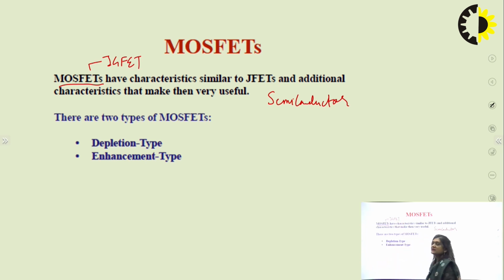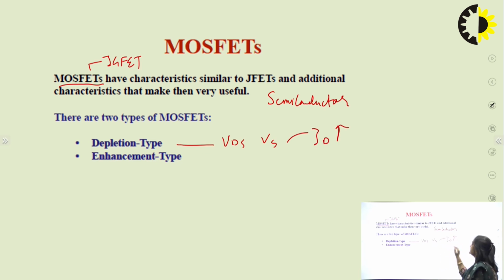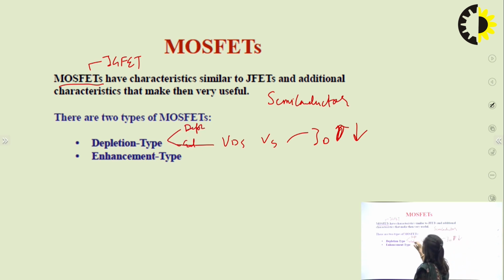IGFET means insulated gate field effect transistor, because here the gate is insulated from the channel, but in case of JFET, the gate is attached with the channel. And there are two types of MOSFETs, depletion type MOSFET and enhancement type MOSFET. In depletion type MOSFET, with the application of the VGS voltage, the drain current ID will decrease. And in enhancement type MOSFET, current will increase. Depletion type MOSFET will work in two modes, depletion mode and enhancement mode, and enhancement type MOSFET will work only in a single mode, that is the enhancement mode.